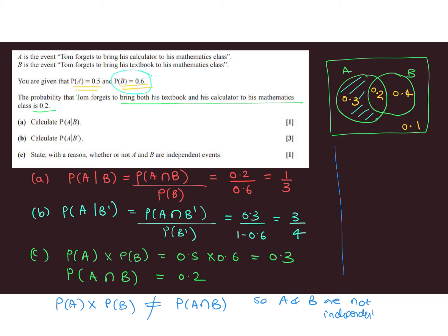We could also state that the probability of A given B is 1/3, which is not equal to the probability of A occurring, which it would have to equal if A and B were independent.